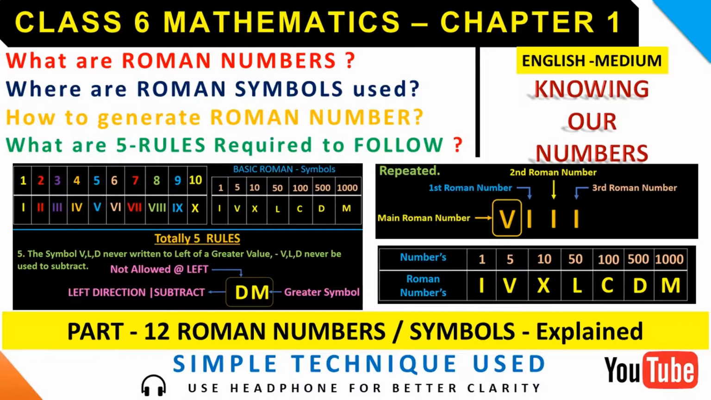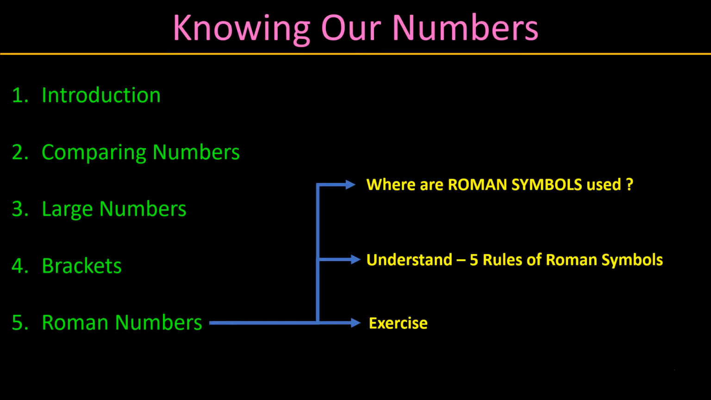In this session, we are going to understand completely about Roman numbers and Roman symbols. I have categorized these Roman numbers into three sections. We will start with a brief history, followed by a few examples where the numbers are used. The next thing is how to generate number systems and what rules are required to understand. There are five rules in total which we need to know to generate Roman numbers. Then it is followed by an exercise which we are going to study.